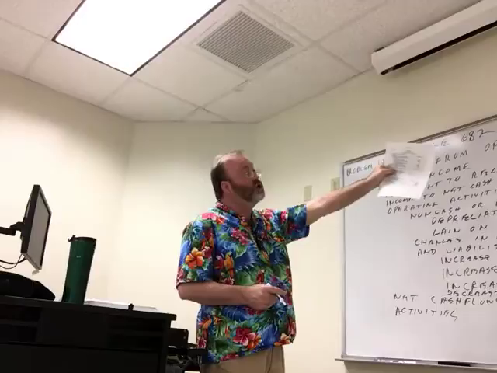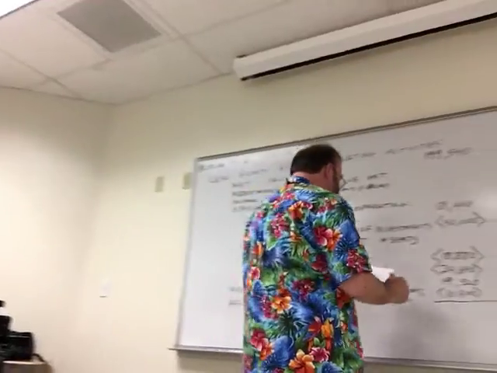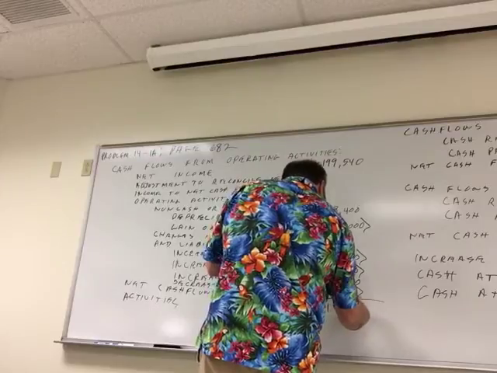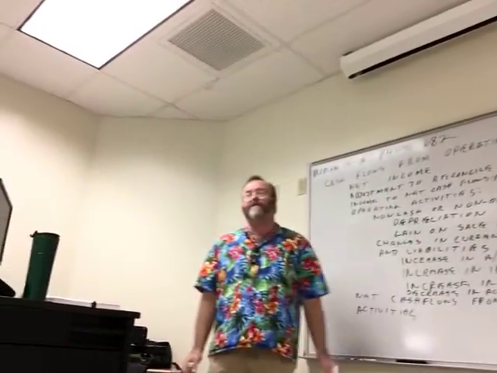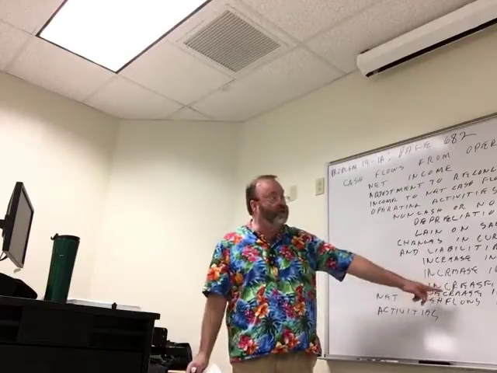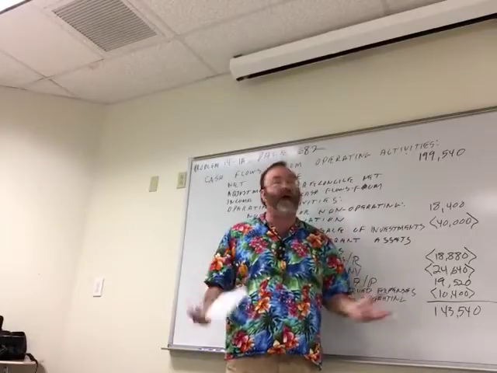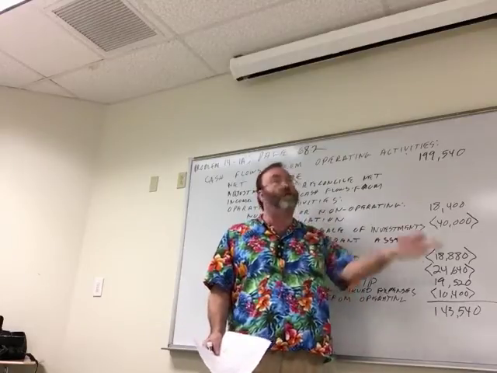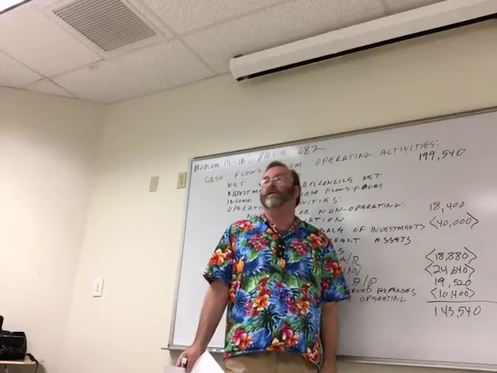Add all that up, including the $199,540 worth of net income, and you have a positive $143,540. That is net cash flows from operating activities. And when you're looking at a company, you always want that to be positive. You want their day in, day out existence, what they do in the morning when they get up, to throw off positive cash. That's a warning sign if that's negative. All right?